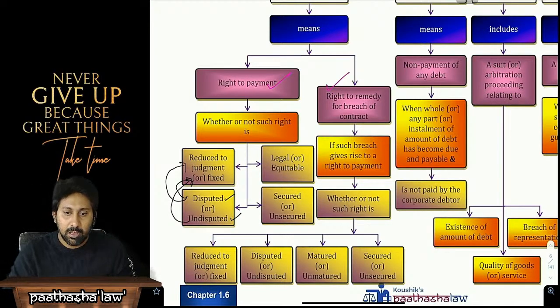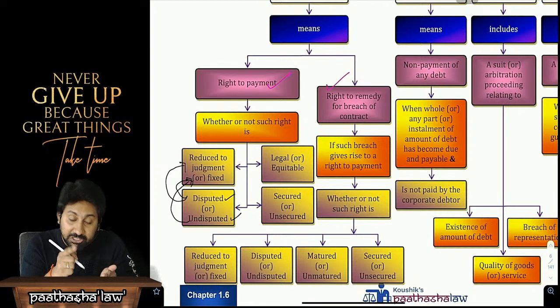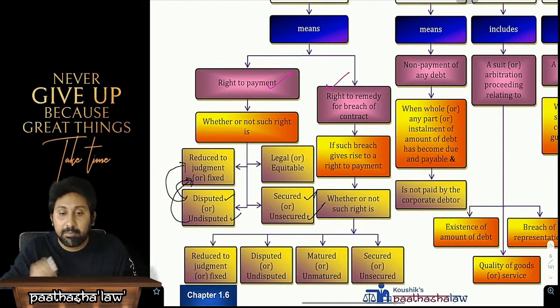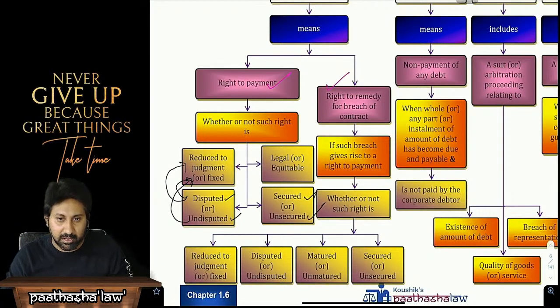Next issue, secured or unsecured. The debt on which you are making a claim may be a secured amount or an unsecured amount. Next one, whether or not such a right is legal or equitable. Legal or what, sir? Equitable. This we will understand when we go into the concept. There the words will come, and there I can relate this.